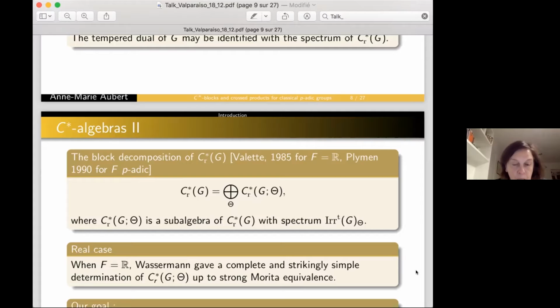Can I have a quick question? Is it possible to give a definition of the typical component in the C-star algebra decomposition? What is C-star(G; theta)? How is it defined?